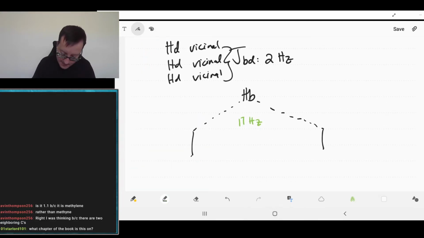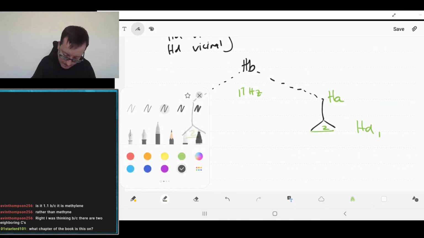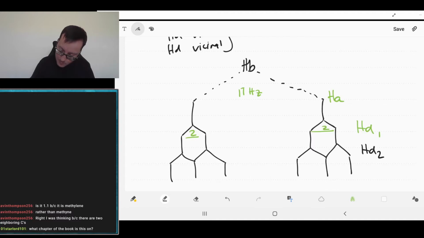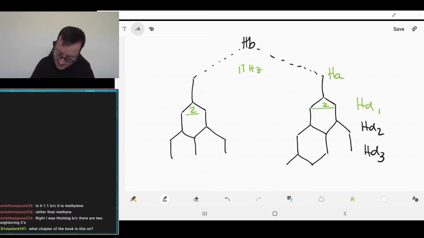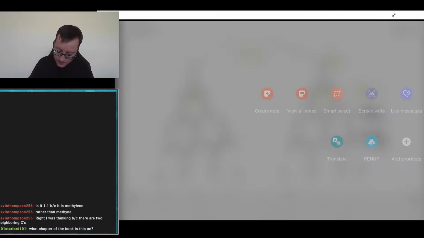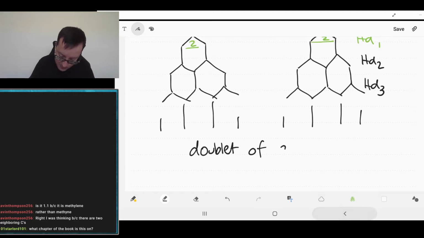We're going to see that now we're going to split it by 2 hertz. This is our first HD. And now our second HD comes along. And because these are equal, we're going to get those to add up. And now we have our third HD, which is going to split these even more. And so we'll end up with an I. We have now a doublet of quartets.